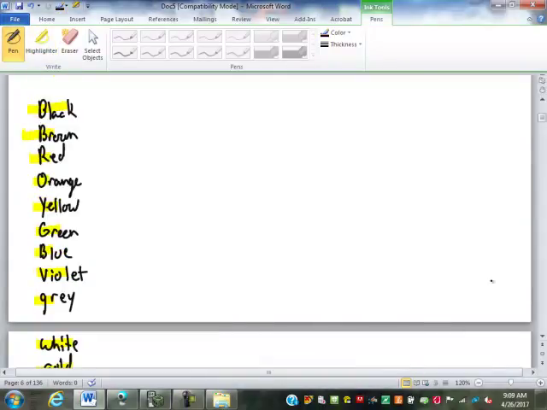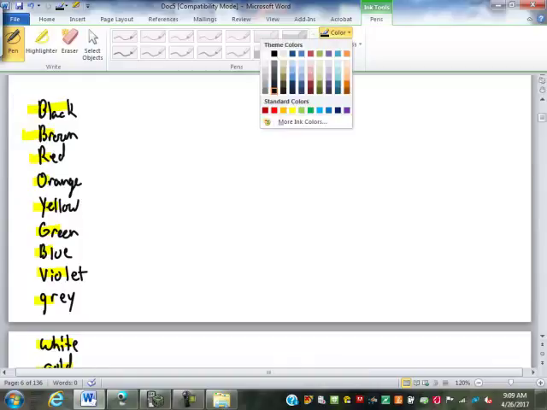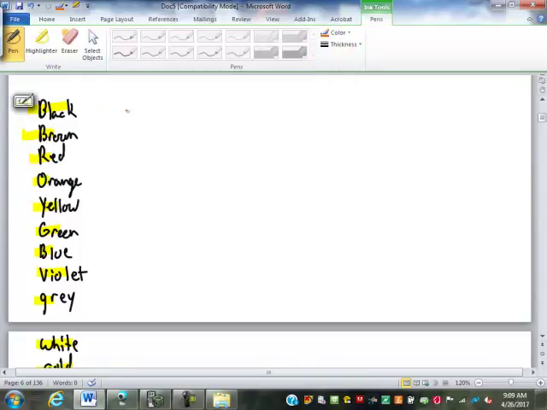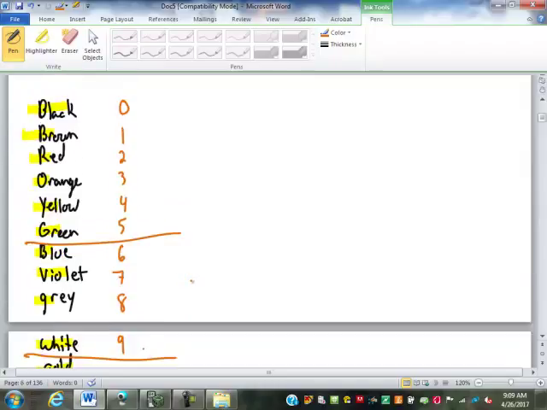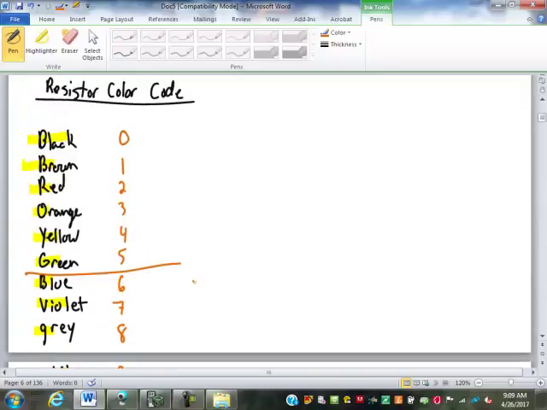So each of these has a value. For example, black is 0, brown is 1, red is 2, 3, 4, green is 5. Well, you'll see the connection here. Gold, silver, and none do not have any tolerances attached to them, or any, well, I've got to be careful. I'll show you that in just a minute. Those are the actual values.